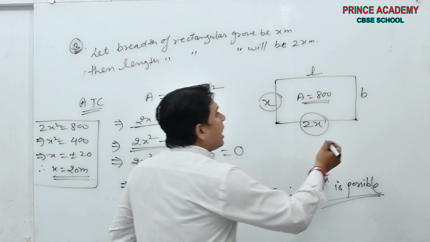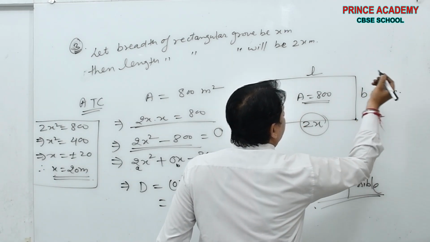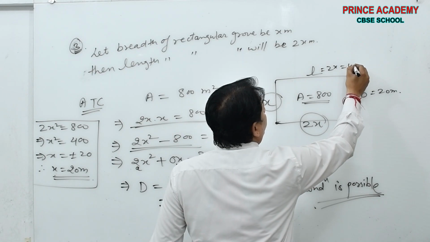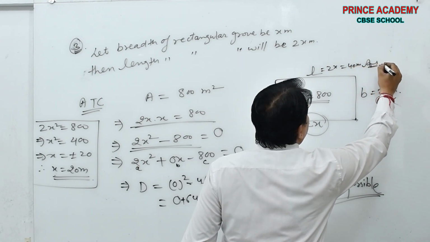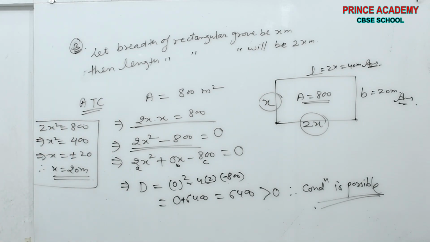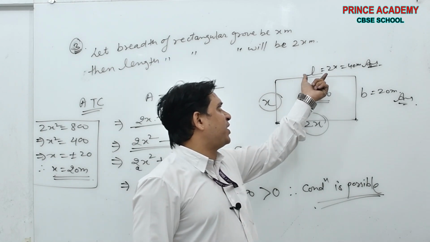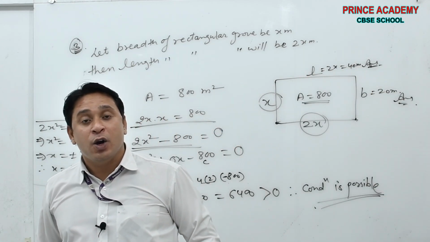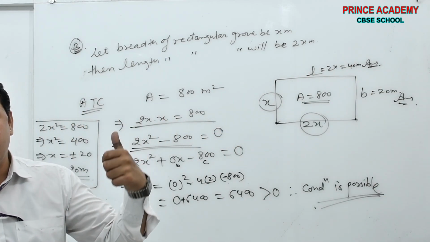What we got? x is equal to 20 meter. It is 2x, 40 meters. You will get the result, yes or no? You got my point? What will you get? See beta, from here you will get x is equal to 20 and length is equal to 20 into 2, that is 40 meters. Done beta.